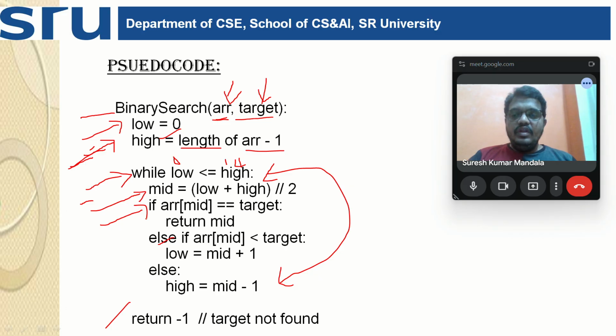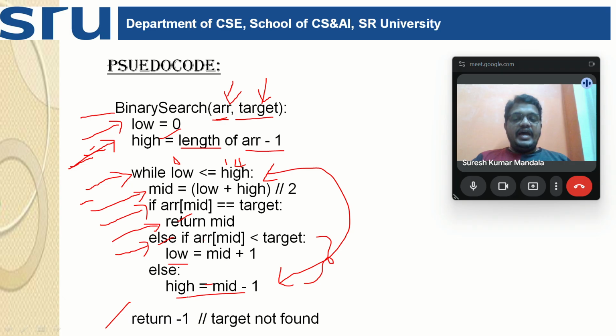If arr of mid, what is the mid value? 7. If arr of mid 7 equals the target value, both are equal, then return the mid value. If not matched, what do we have to do? Next, if the target value is less than or equal to the mid value, then we change the high value, else we change the low value. These two conditions we already discussed. If the mid value is less than the target value, we adjust the low value to mid plus 1, else we adjust the high value. If the target value is not matched, it will return -1. This is the procedure.